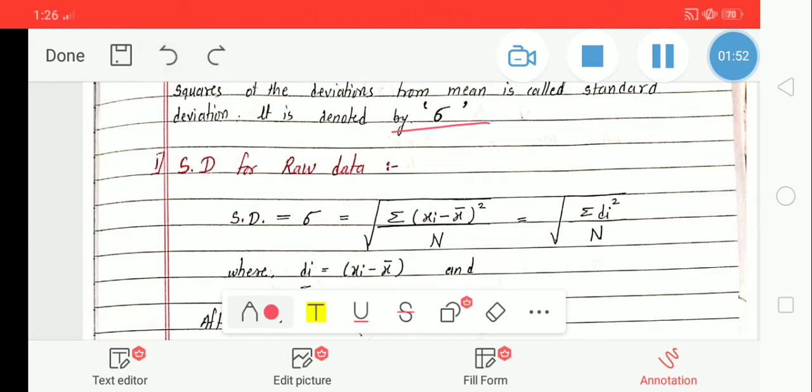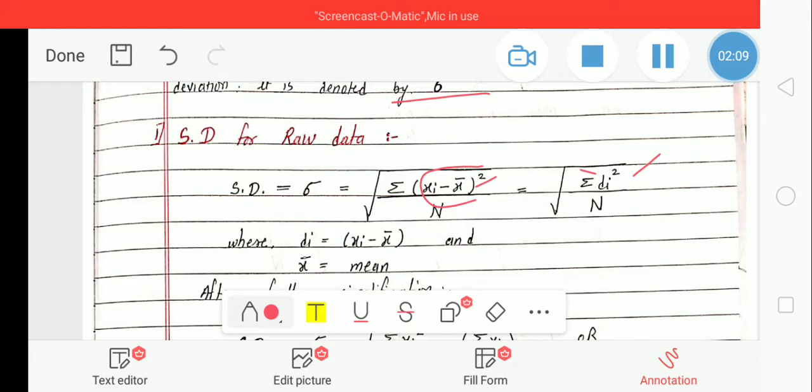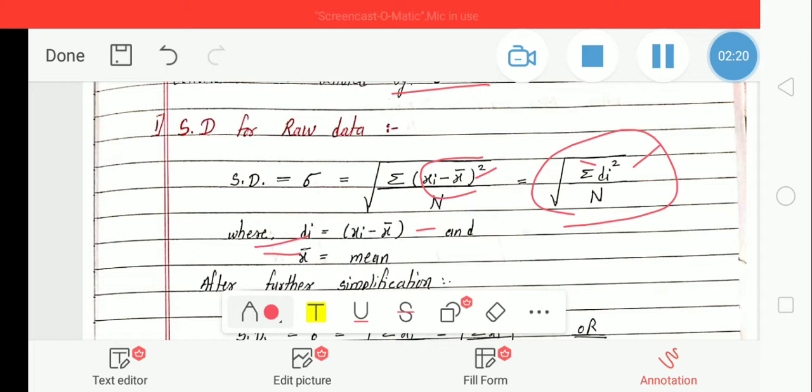We can also write it as the square root of the summation of di square divided by n, because we know that xi minus x bar is di, so di square divided by n. This is the standard deviation for raw data, where di is xi minus x bar and x bar is the mean.